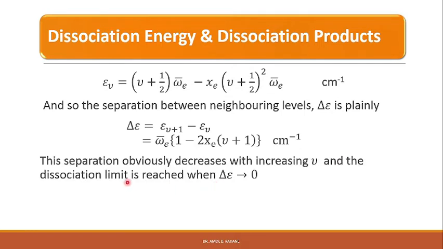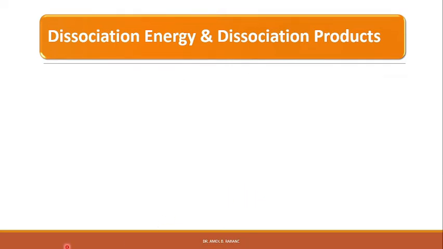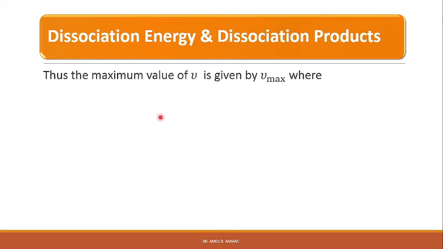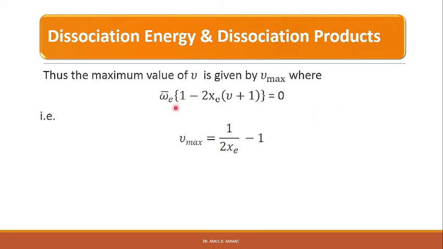So this separation obviously decreases with increasing ν, and the dissociation limit is reached when ΔE tends to 0. So the maximum value of ν is given by ν_max, where ω_e bar into [1 minus 2 x_e (ν + 1)] is equal to 0. That means ΔE tends to 0. That will give us ν_max, which is equal to 1 upon 2 x_e minus 1.